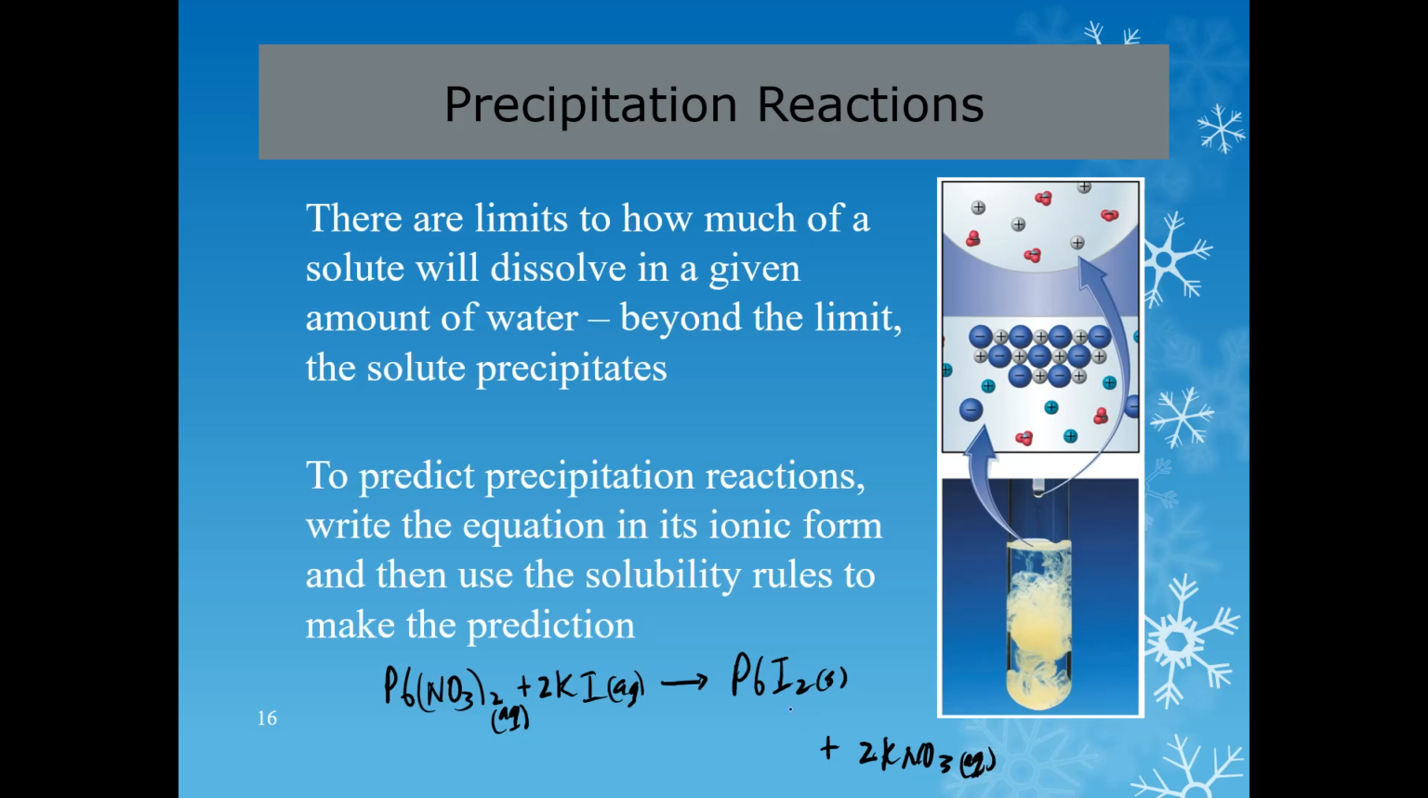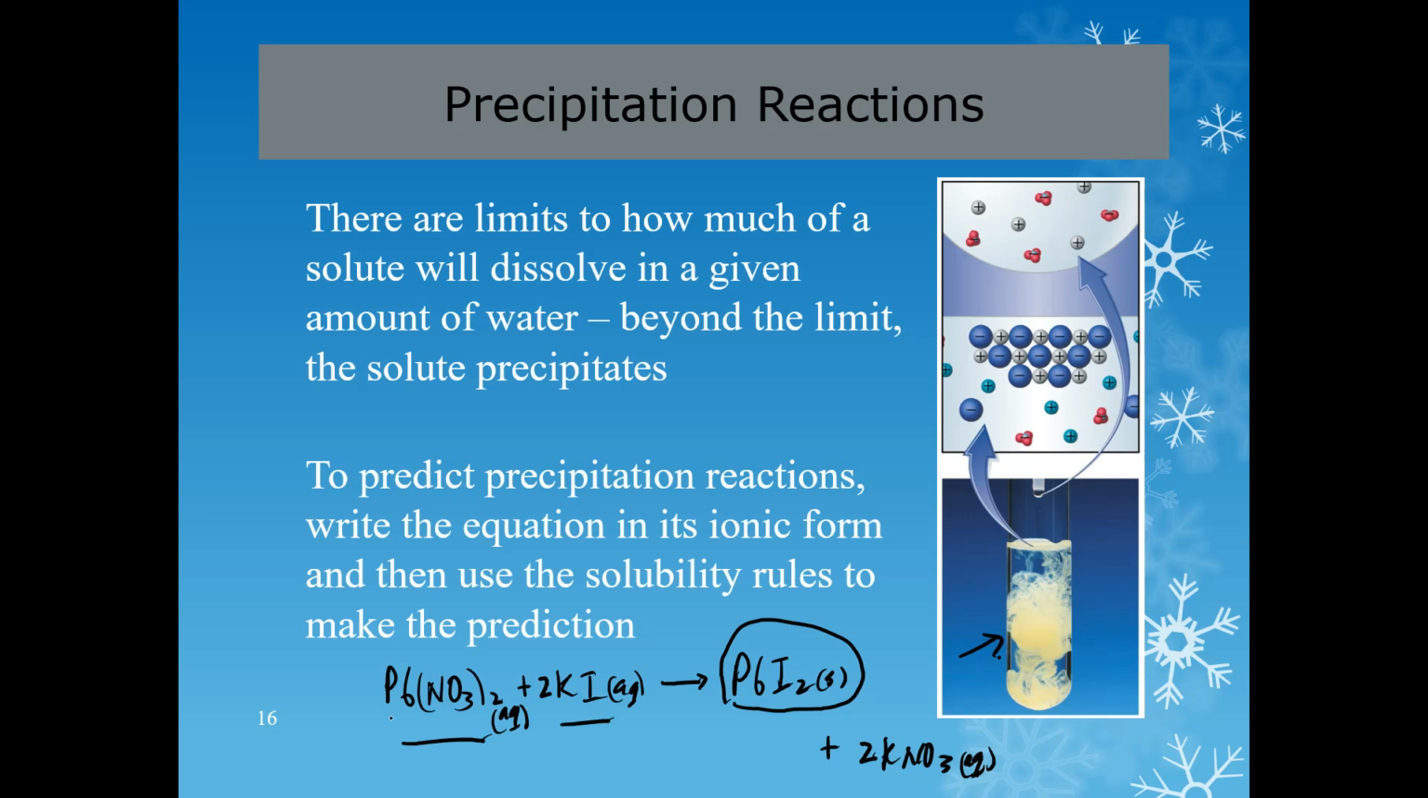All right. So in this particular case, you're mixing this solution with this solution, and you're going to end up with this compound, which is a solid. So this pale yellow stuff that you see here in the test tube is the lead 2 iodide being formed out of solution. All right. And we can actually make predictions as to whether or not a precipitate would be formed.